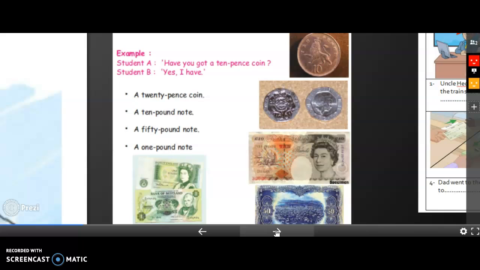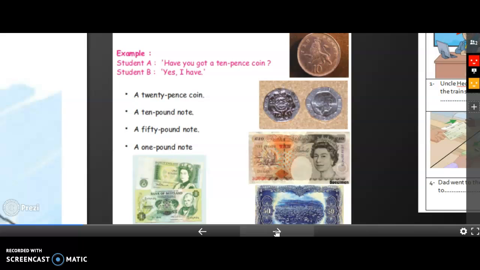Now, do you have a 1 dinar coin? Yes, I have. Okay. Now we're talking about the Tunisian currency. Good. So the Tunisian currency consists of coins and notes as well. Every currency consists of coins and notes. Okay. So do you have a 10 dinar note? Yes, I have. Good.